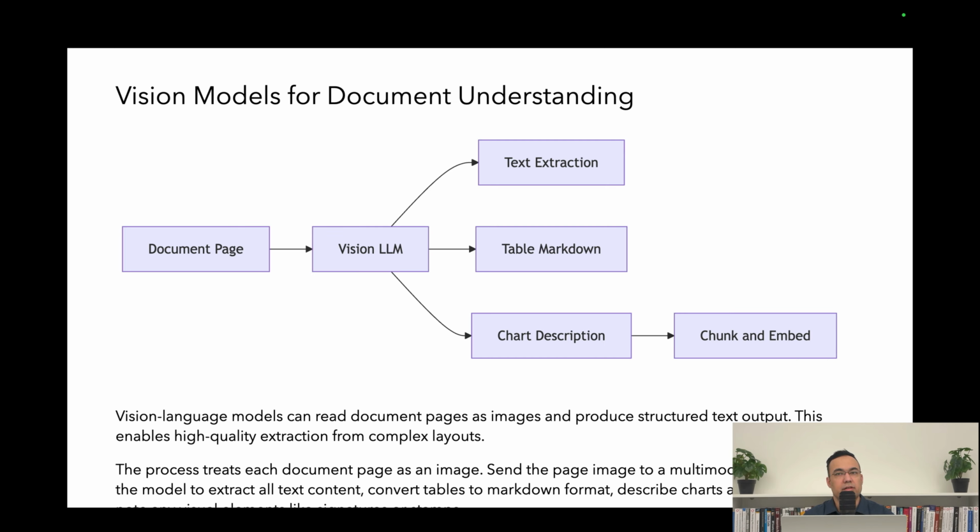So, tables retain their row and column structures, charts are described with their data points and trends, and diagrams are explained with their components and relationships. This extracted text flows through the standard chunking and embedding pipeline. Retrieval operates on the text as usual. The text descriptions serve as proxies for the visual content they describe. This approach works well for converting visual content to searchable text. Tables become retrievable based on their content. Chart descriptions match queries about trends and values.